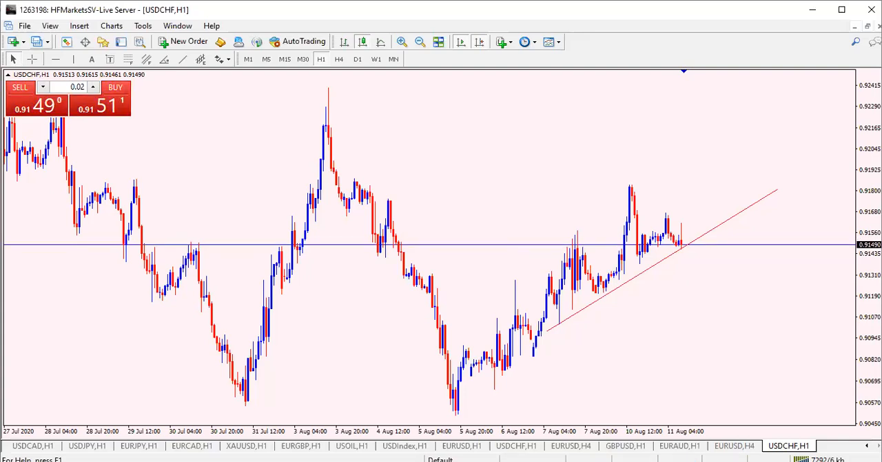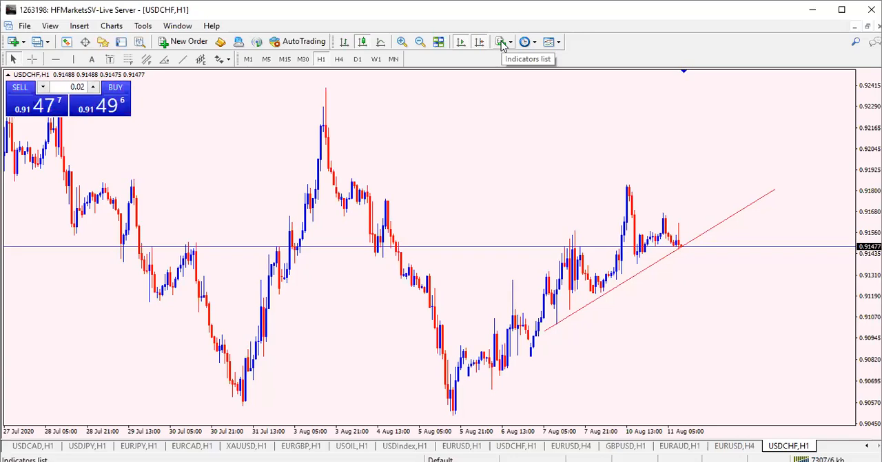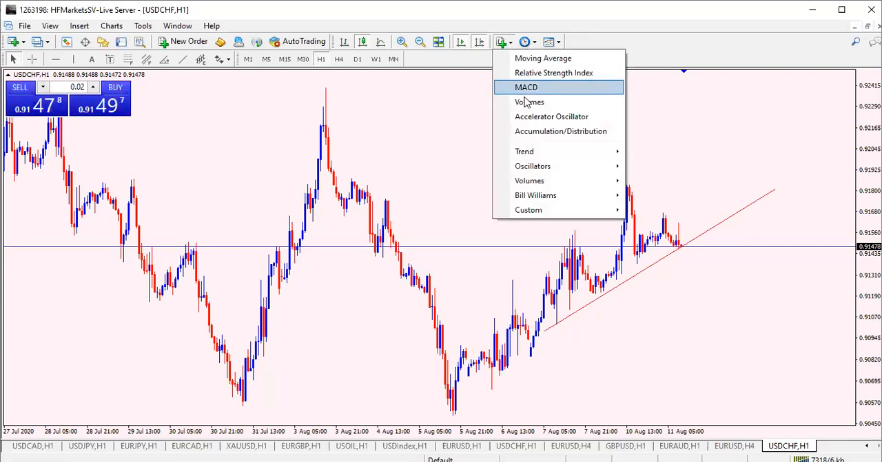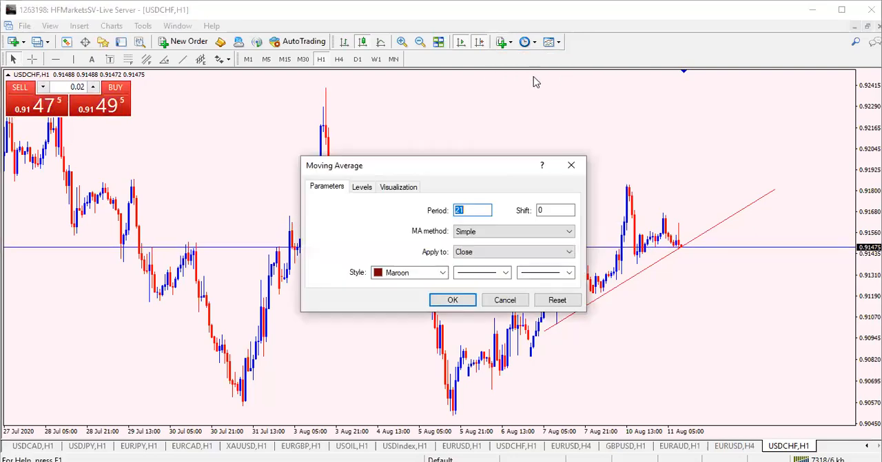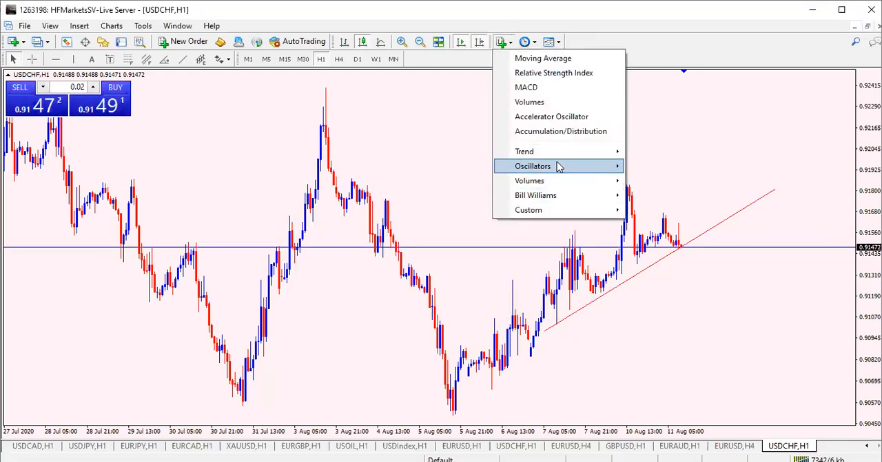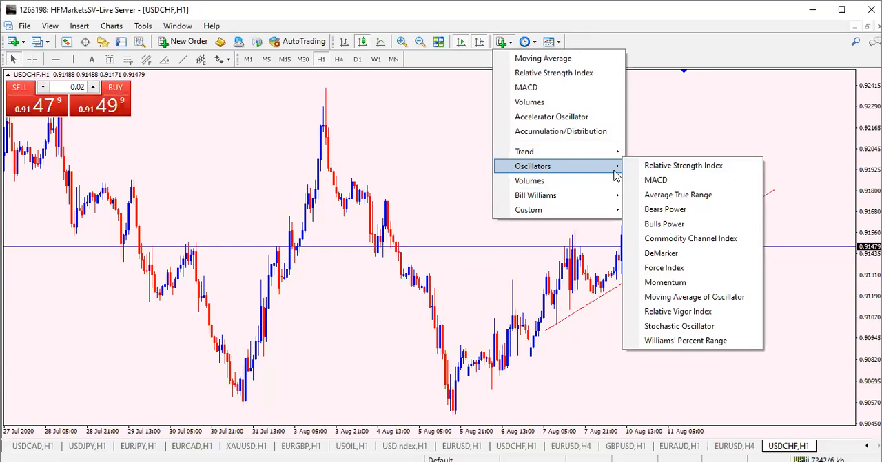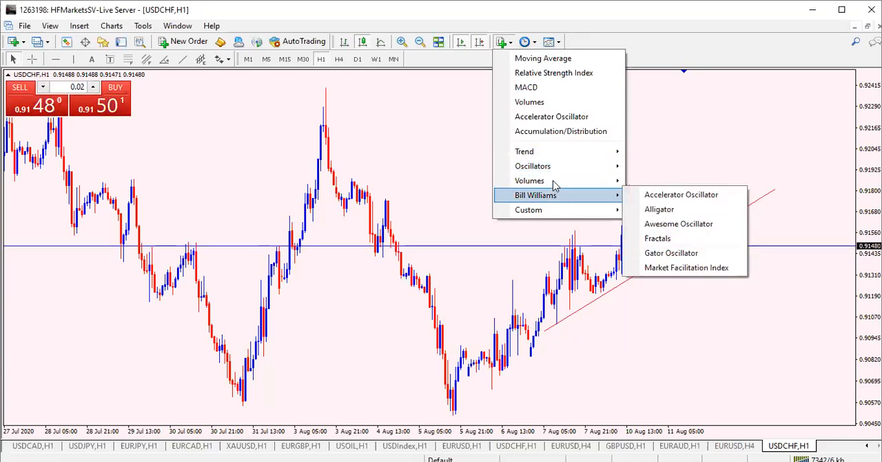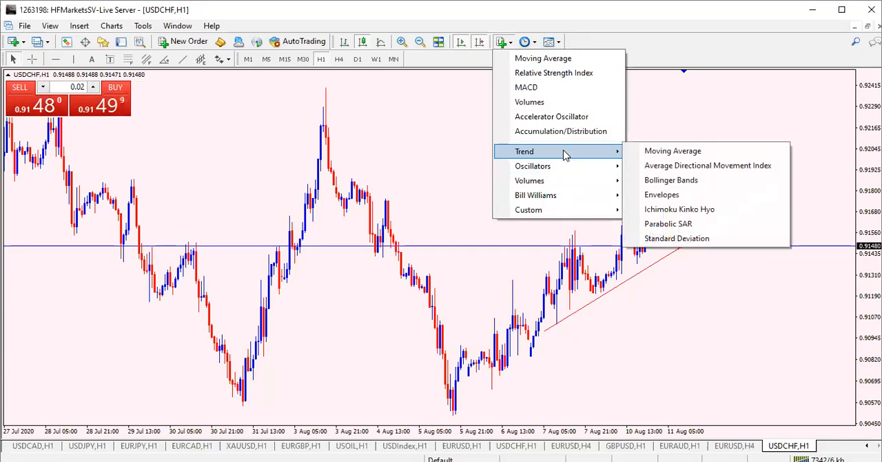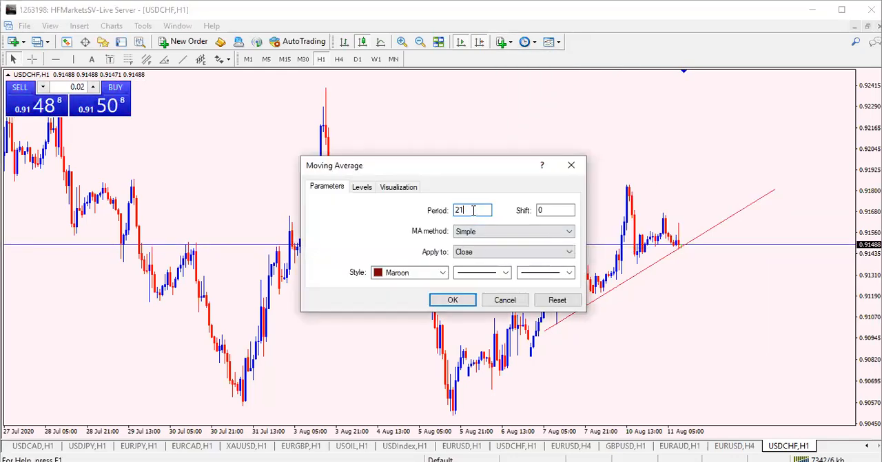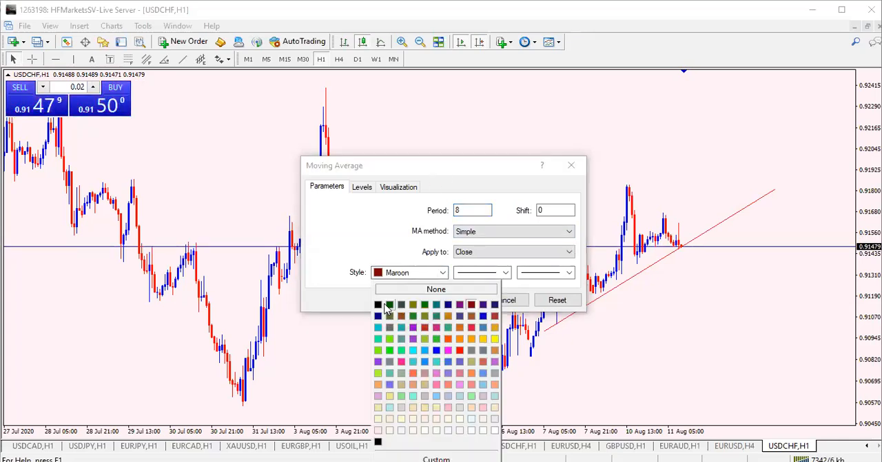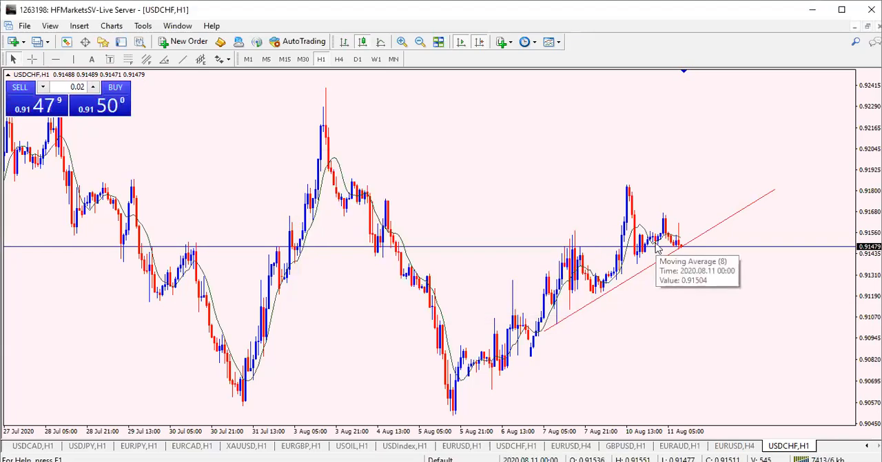Where do you pick it from? You come and pick it from here. You come to this spot, you can see indicators, you come to oscillators. Under oscillators, you come to trend, you see moving average, then you click on it. Then you change this one back to 8. This is simple, you can use any color, your choice. This is the simple moving average.